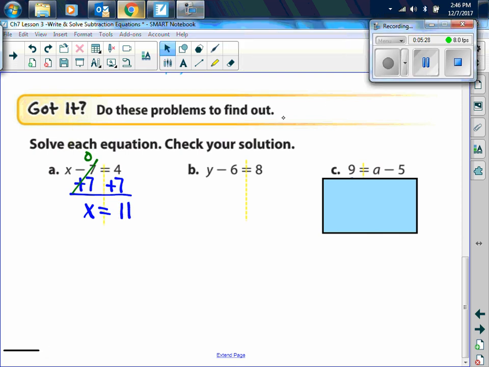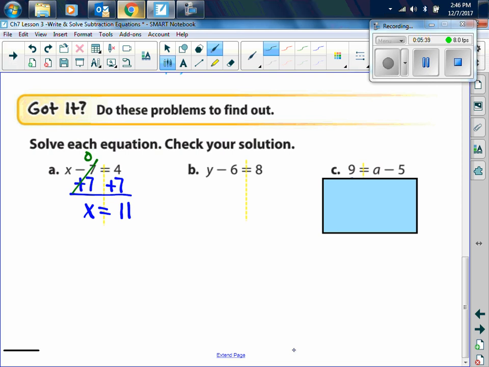So now, to check if we got the right answer, it's the same as we did yesterday. We're going to take that 11 and we're going to put it back into the equation and then simplify to see if we have equality. So here we're going to take 11 minus 7 equals 4. And of course 11 minus 7 is 4. So 4 equals 4, and yes, we are correct.